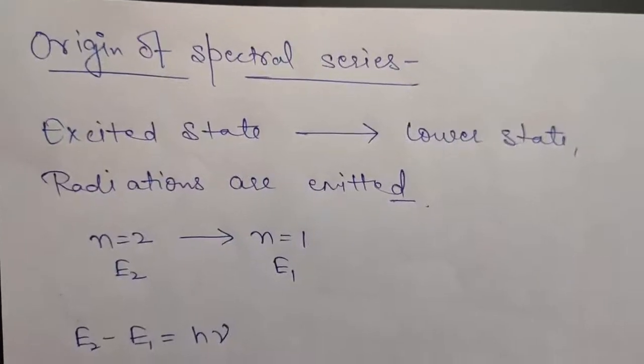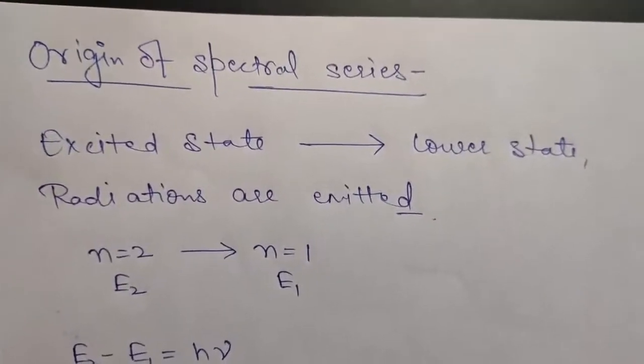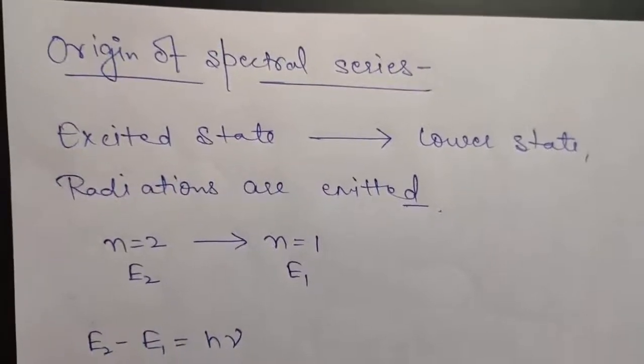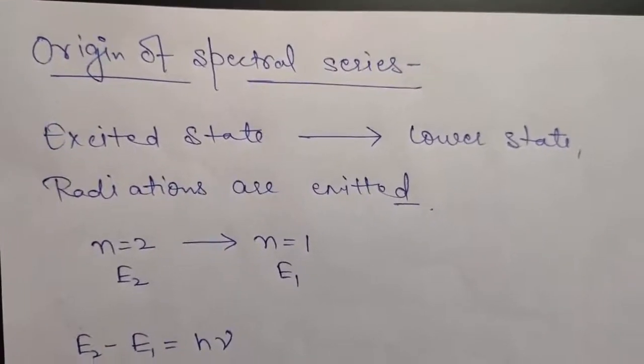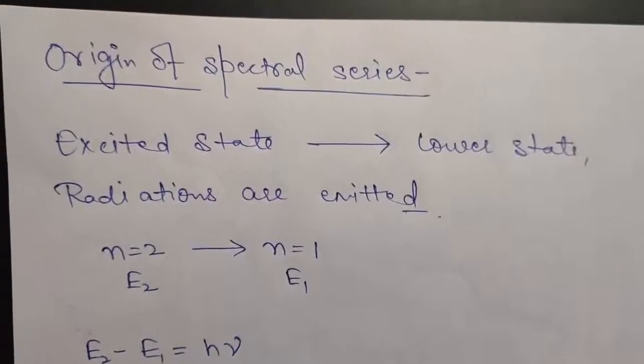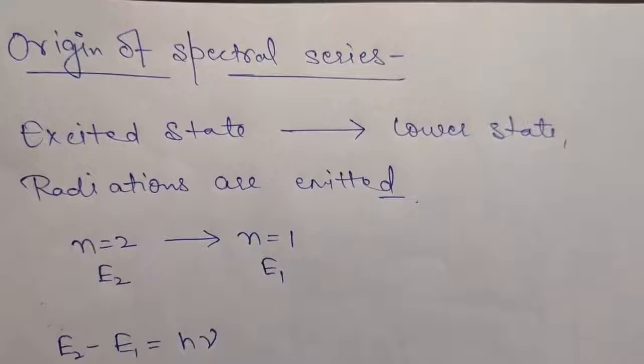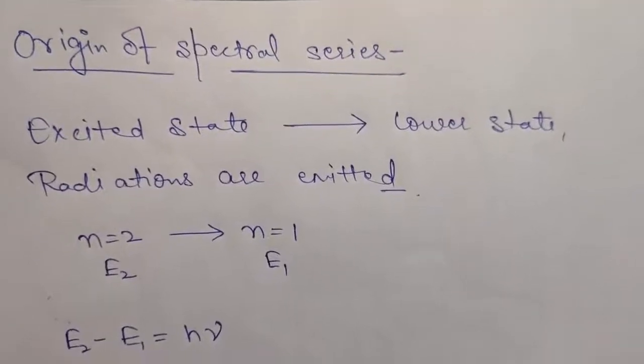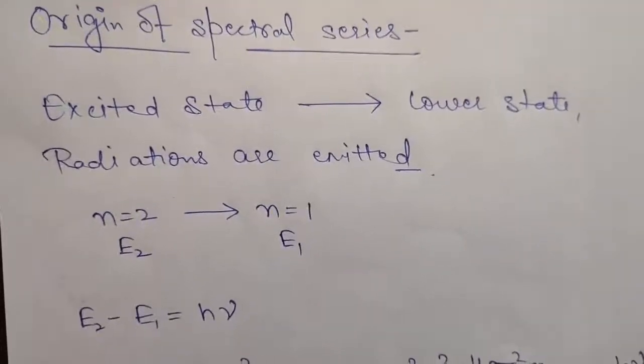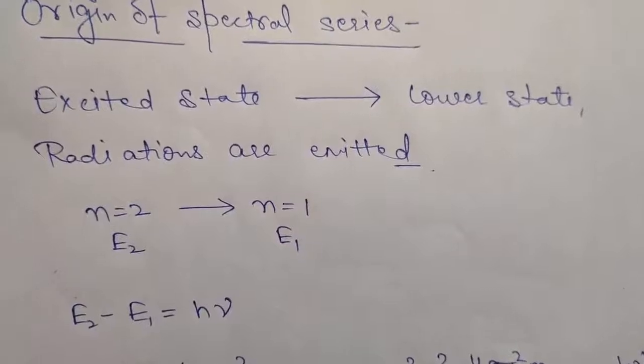Okay, so now let us discuss the origin of spectral series. In yesterday's lecture, I told you about atomic spectra, and I told you that when we divide those spectral lines into different groups, what we get is called spectral series. So today we will be discussing those spectral series and their explanation according to Bohr's model.